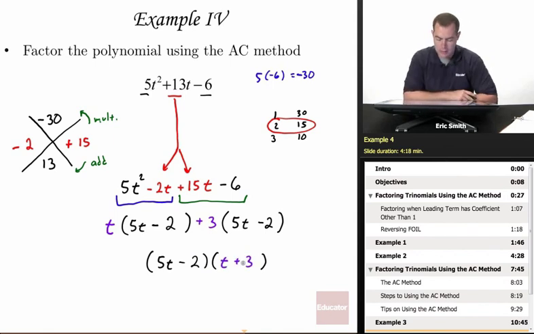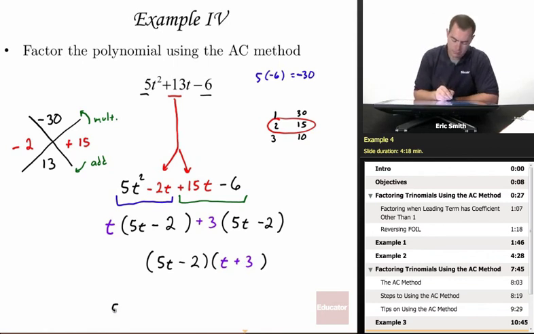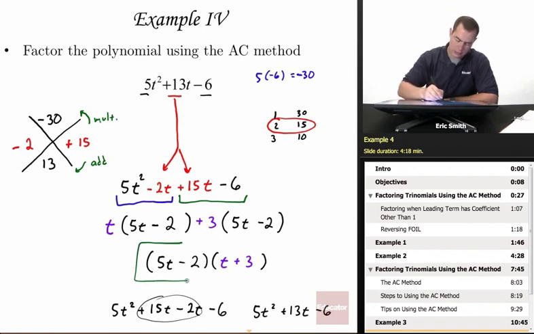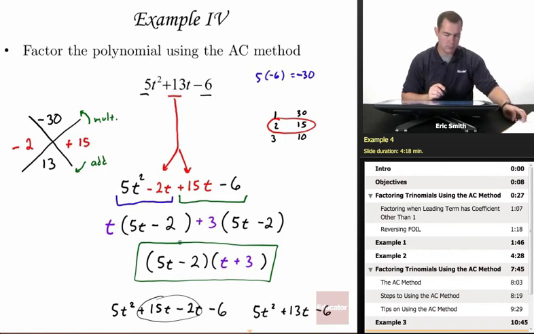Okay, so this one did take quite a bit of work. Let's quickly check it again by FOILing. 5t squared plus 15t minus 2t minus 6. These two middle terms combine, giving us a 13t minus 6, which is the same as the original. So I know that this is the correct factorization. All right.